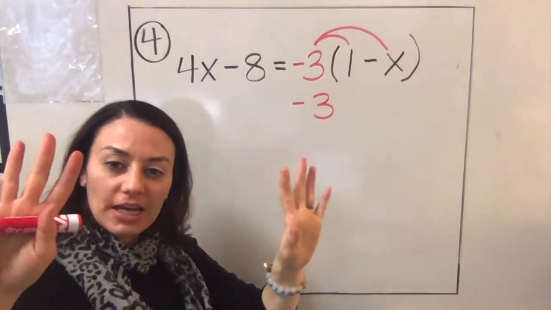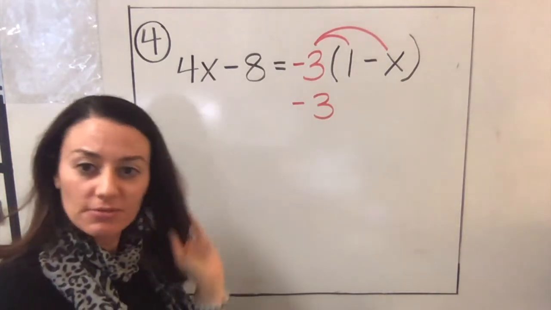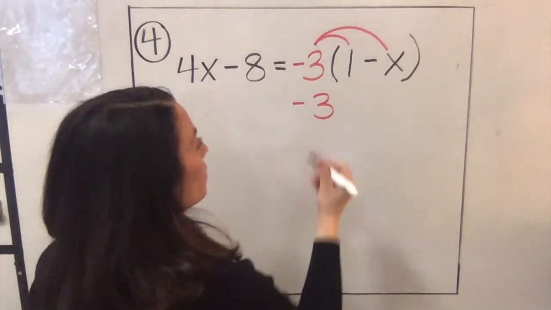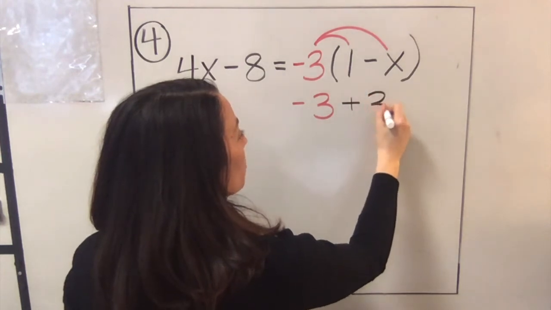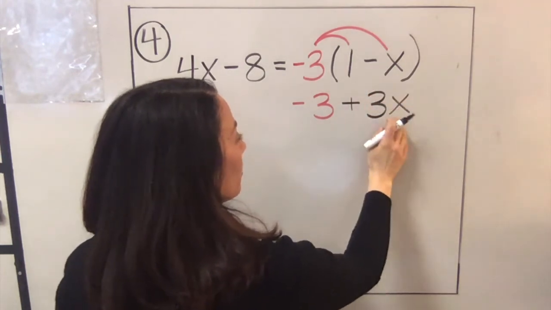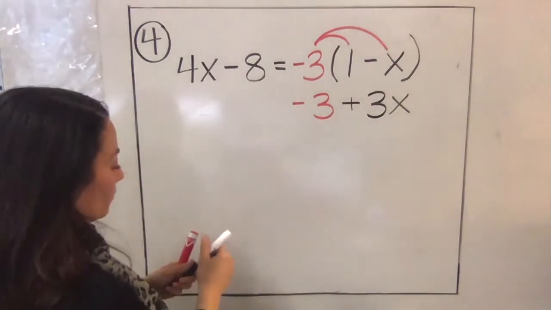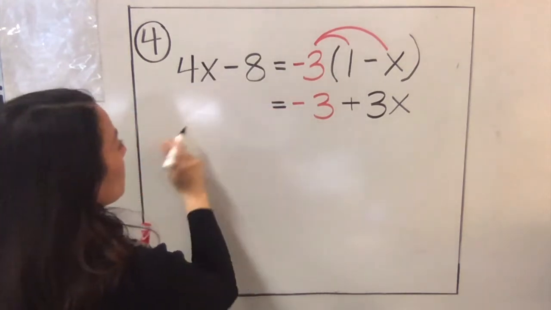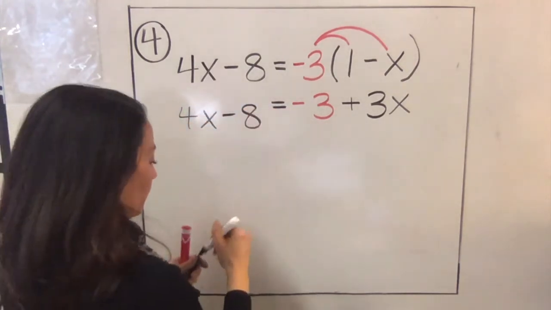So negative 3 and negative x go together. So that's going to be 3x. But what is negative times negative? Ooh, yeah. So it's positive. So that negative and negative become positive, and that becomes 3x, right? They're touching because they're being multiplied. Okay. So now we're going to bring down the rest of the equation. So we have an equal sign, 4x minus 8. Great.